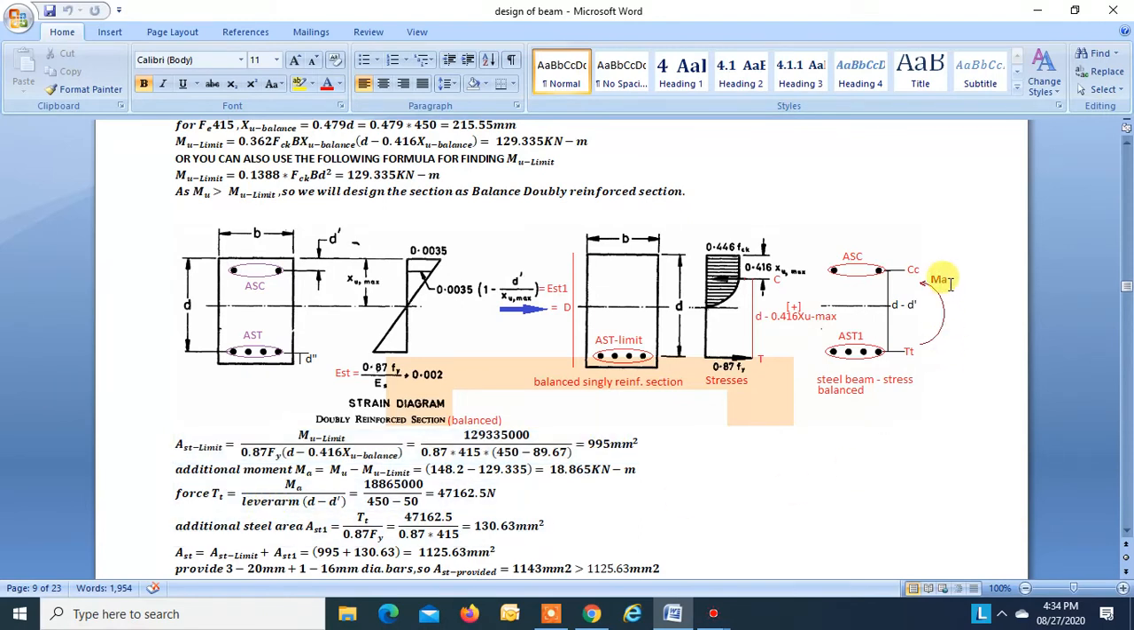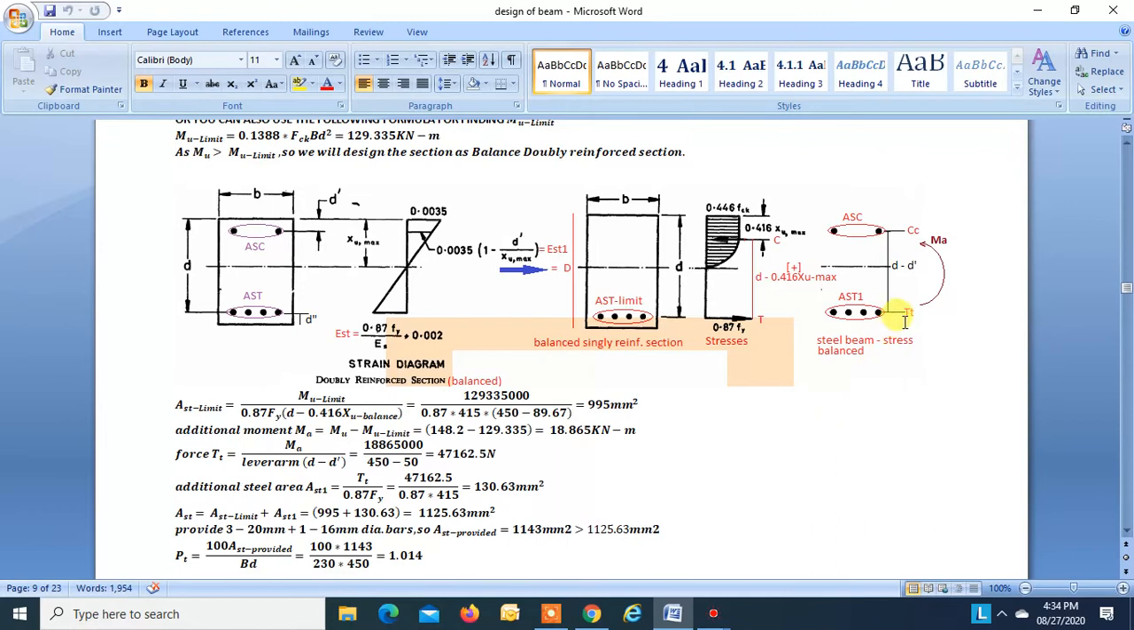Now finding the additional moment. Additional moment is total moment minus MU limit. This is the total moment, this is MU limit. So this is the additional moment for which we have to provide AST1 and ASC. Now first we will find the force TT. We know that TT into this distance is equal to the additional moment. This distance is known to us, MA is known to us. So TT is equal to MA divided by the lever arm, that is d minus d dash.